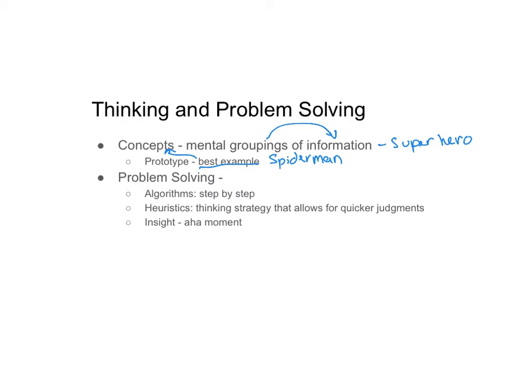Another example might be a concept would be a bird, right? And then which would be a better prototype? A penguin or a robin. People would probably say a robin because that's what they tend to think of when they think of a best example of a bird. So we may think robin versus penguin. So that's how we sort information. That's how we think about information.